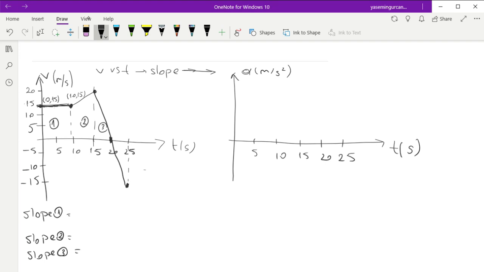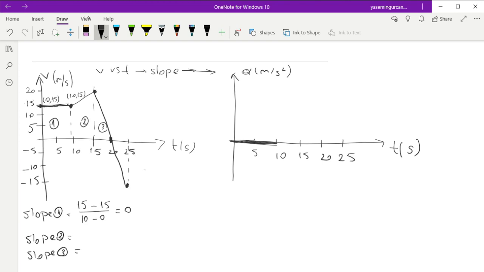So these two data points are going to be used to calculate the slope of the first region. So y2 is 15 minus y1 is 15, divided by x2 is 10 and x1 is 0. Therefore, 0 divided by 10 gives the slope for region 1. So in the first 10 seconds, your acceleration is basically 0. I could draw that, so you don't have any acceleration. There's no change in velocity. It's a constant velocity from 0 to 10 seconds. The object is moving with 15 meters per second.